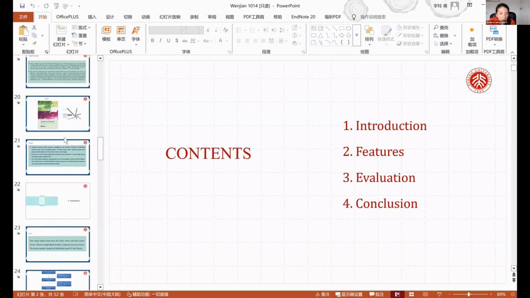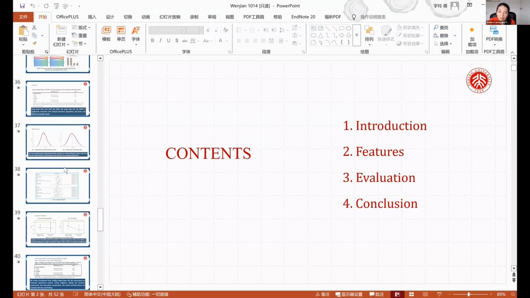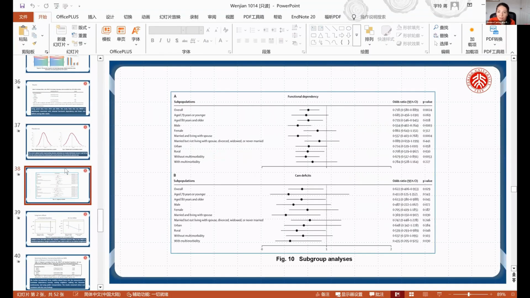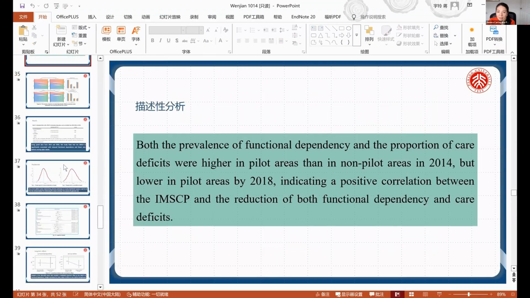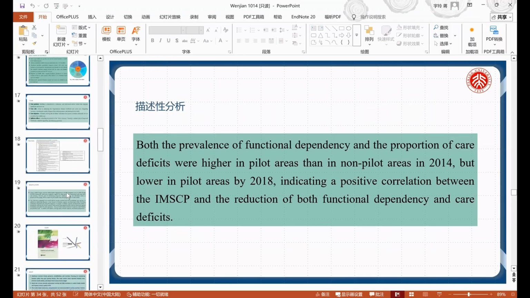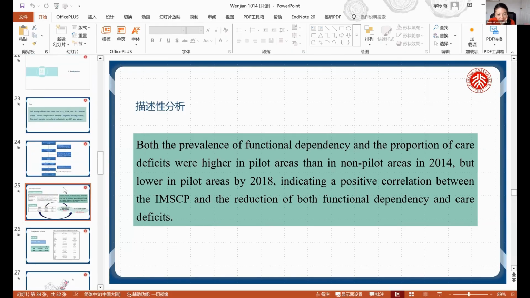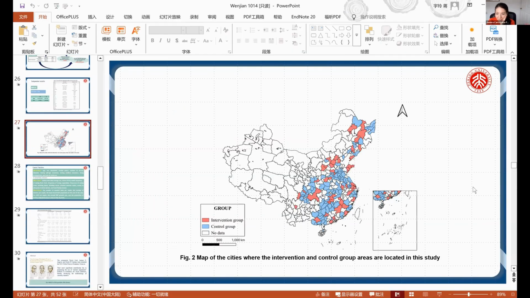I saw a map. You had a map somewhere. That one. I think it was the map that you have above and can see the areas. I think it was 27. Yes. So my question: how is the intervention group selected?